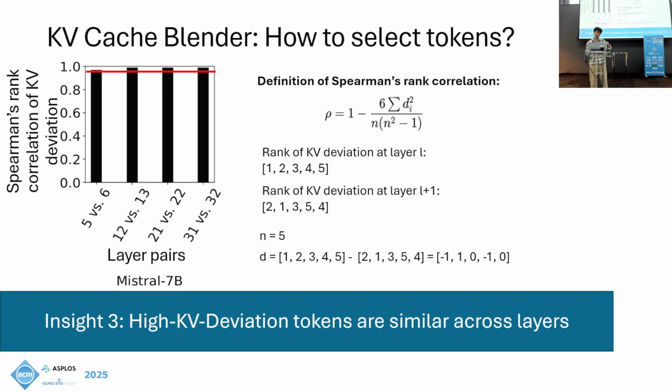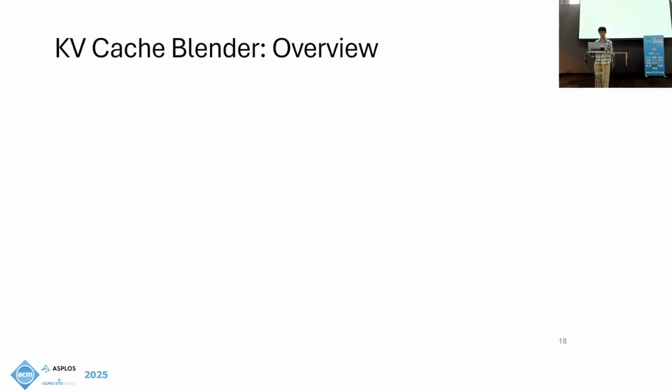So we can tell from this red line that these high KV deviation tokens are very similar across layers, which effectively means that we can use the KV deviation at early layers as a prediction for the KV deviation at later layers. So in this way, we no longer need to perform the full recomputation.